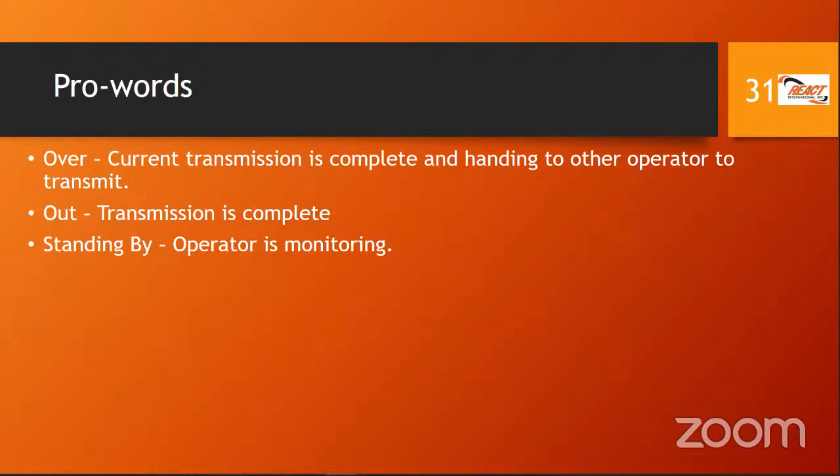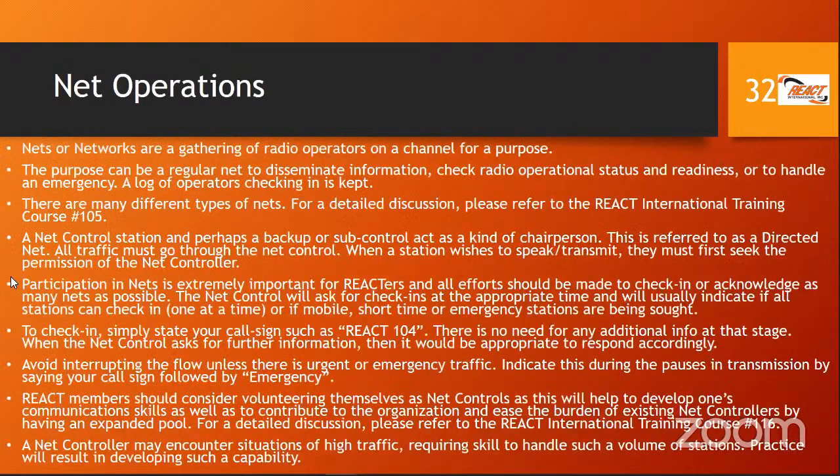Now, the other slide that I'll show, we will not be going through in detail, and it's really just for net operations. Nets or radio networks occur, and they are gatherings of radio operators on a channel for a purpose. So it can be to exchange information, it could be to handle an emergency, it can be a scheduled net, it could be an ad hoc net, it could be a directed net, it could be a tech net. There are different types of nets or networks.